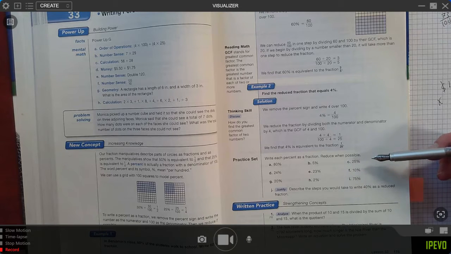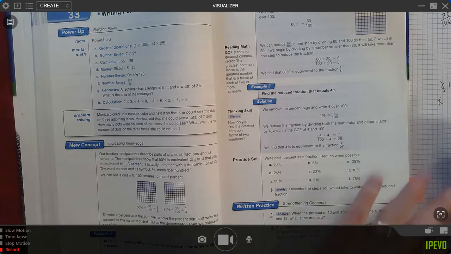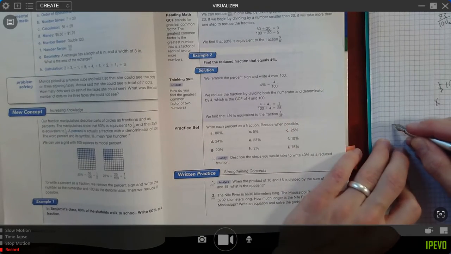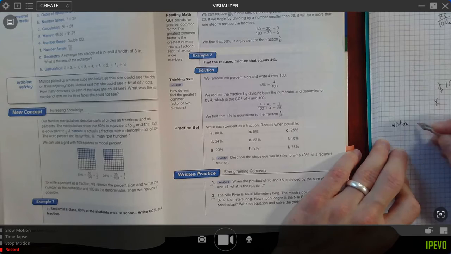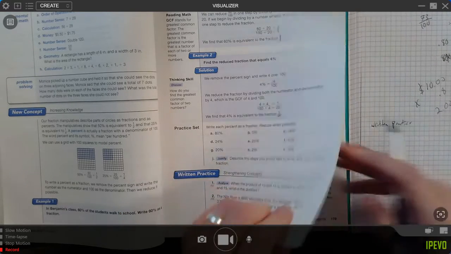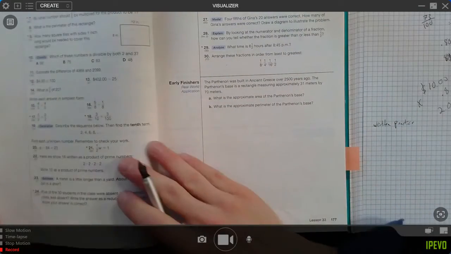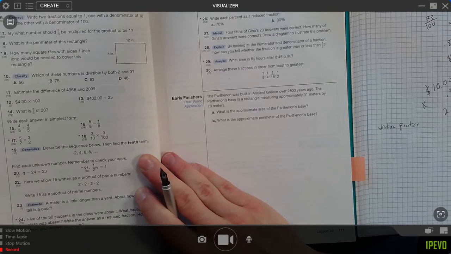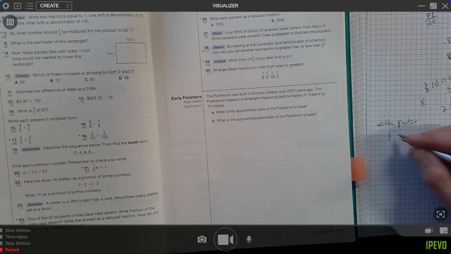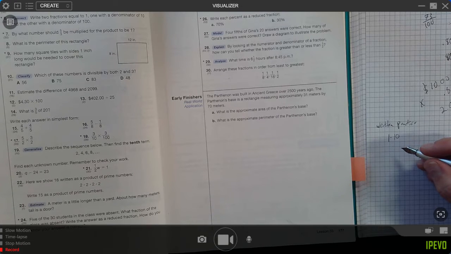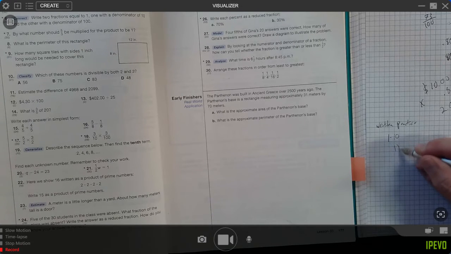Write each percent as a fraction, reduce when possible. For written practice, again, I'm going to ask you to do just a little bit more because we don't have class on Thursday. For this one, I want you to do 1 through 10, and let's do 12 through 30, even.